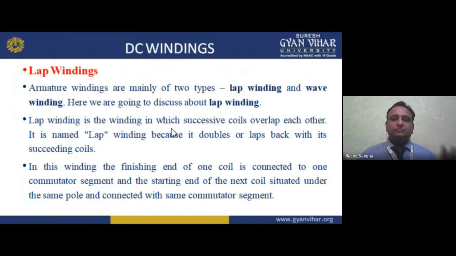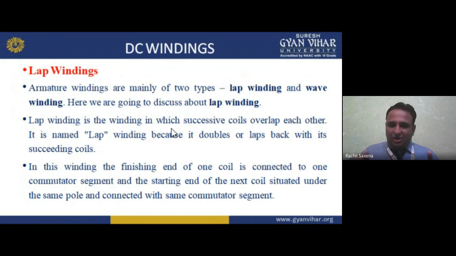Now, lap winding is the winding in which successive coils overlap each other. It is named lap winding because it laps back with its succeeding coil. We can say overlapping winding, or it laps back with its succeeding coils.